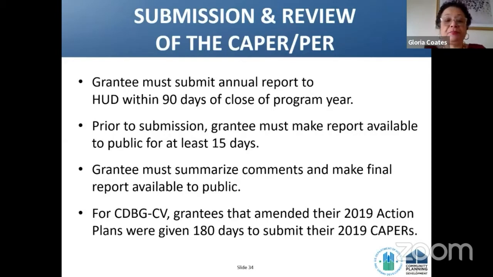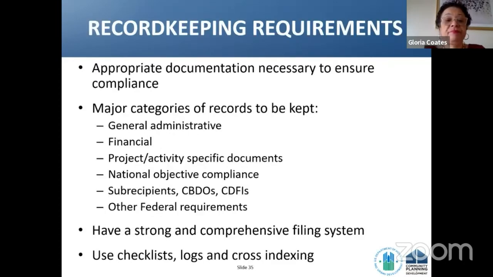Next slide, please. Record keeping. Okay, record keeping is very, very critical. Once you get to the monitoring section on Friday, you'll see just how important record keeping is. You ever heard document, document, document? Everything must be documented, particularly compliance with the requirement to document the tieback to the pandemic for CV activities.